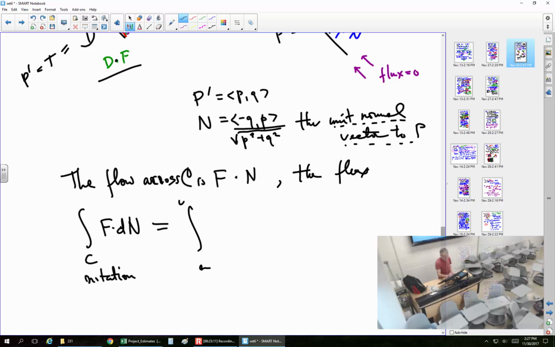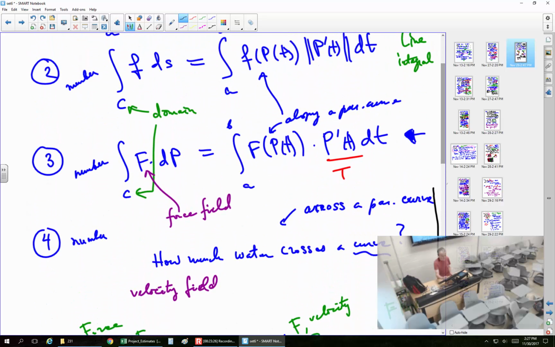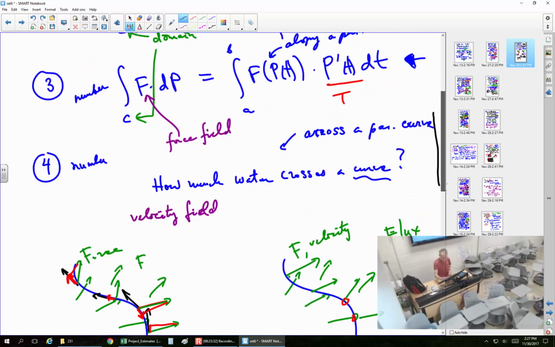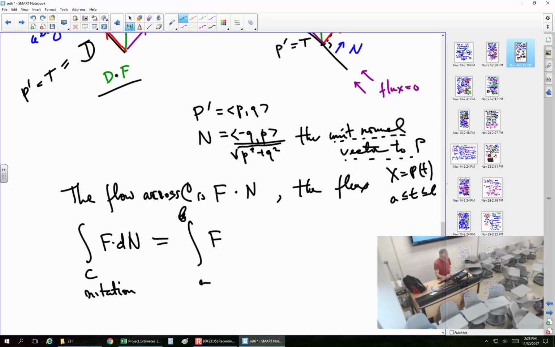Then we already know how to write it out. It will be the integral from a to b. Once again, our parameterization is x equals P of t between a and b. Now what are we integrating? F first, and everything will be repeated from the earlier formula, except that in the last part, where we had P prime, we'll have N instead. So it will be F of P of t, same composition, dot product with N of t, the normal vector to the parametric curve, and dt. That's all.